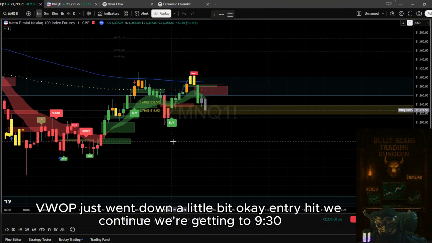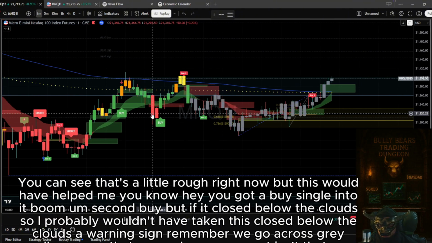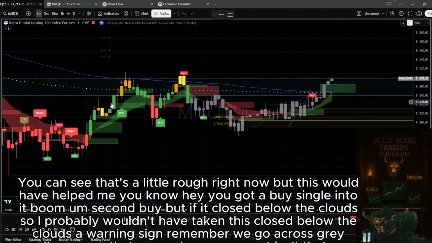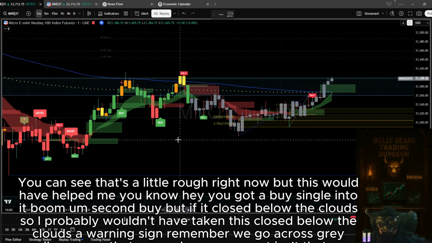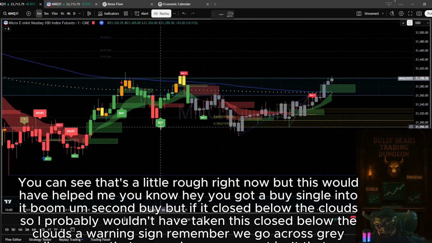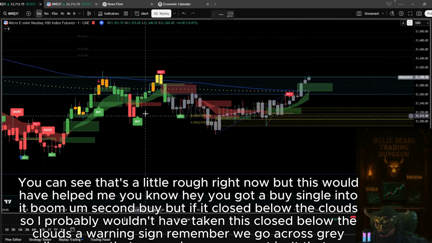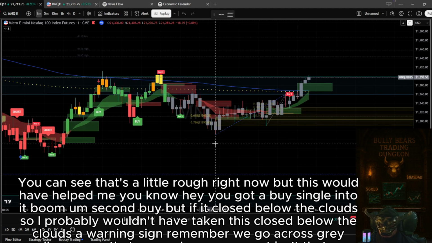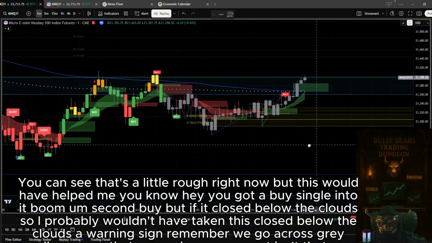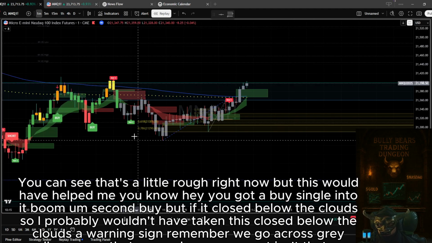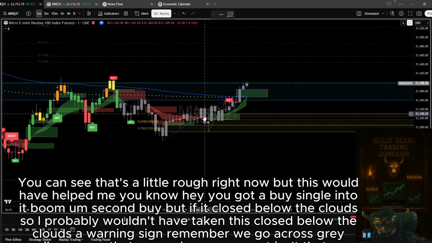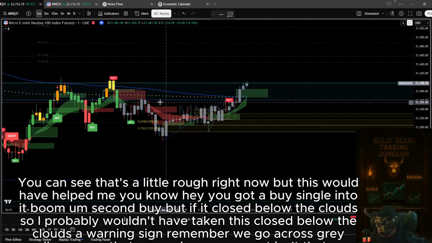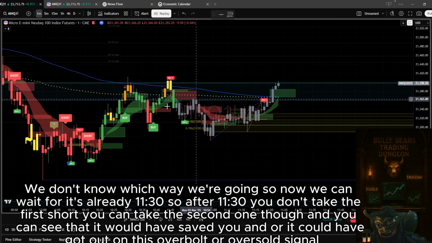We're getting to 9:30. You can see that's a little rough right now. But this would have helped me, you know, hey, we got a buy signal into it. Boom. Second buy. But if it closed below the cloud, so I probably wouldn't have taken this. Close below the cloud's a warning sign, remember. We go across. Gray candles are up. That means, hey, movement isn't that crazy. We don't know which way we're going.